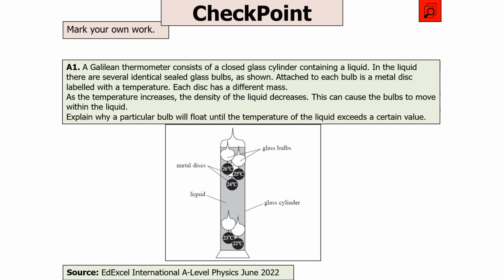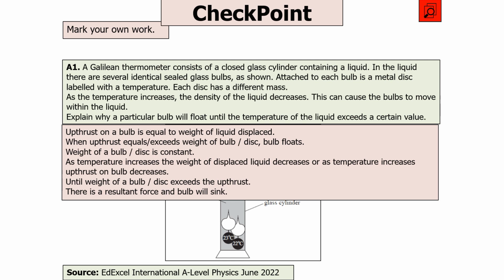Right, in this one we know that the upthrust on a bulb is equal to the weight of the liquid displaced. Now, when the upthrust equals or exceeds the weight, the bulb will float. The weight of the bulb or the disc is constant because it's always in the water. As the temperature increases, the weight of the displaced liquid will decrease, which means the upthrust on the bulb will decrease, until the weight of the bulb exceeds the upthrust. Therefore there'll be a resultant force acting on the object, a resultant force downwards, and that will cause the bulb to sink.